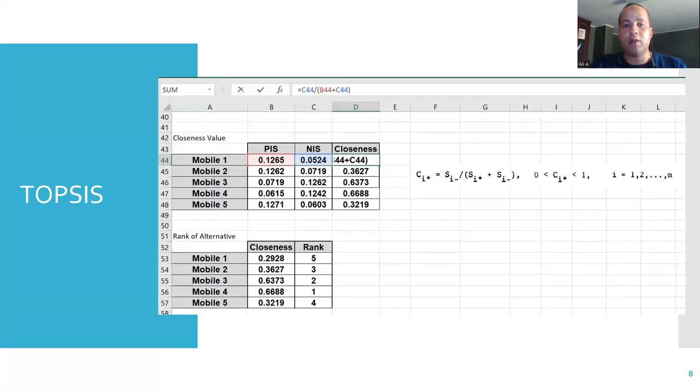Finally, we calculate the closeness parameter, which will give us the final ranking. The closeness parameter is the negative ideal separation divided by the sum of the PIS and NIS. We can see that here mobile 4 ranked highest, where in the SAW method mobile 3 ranked highest.